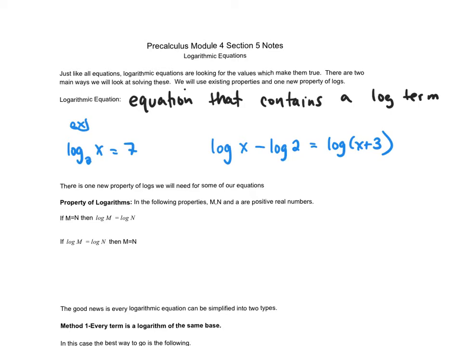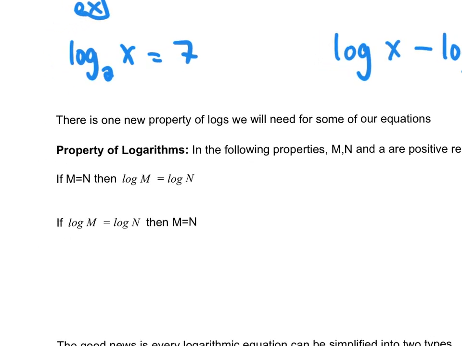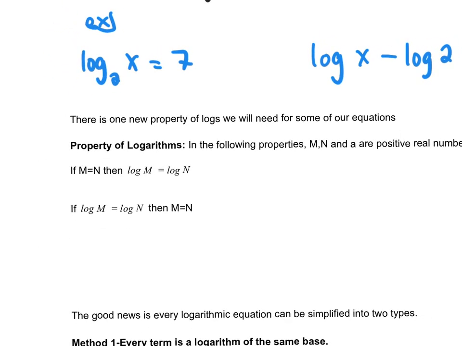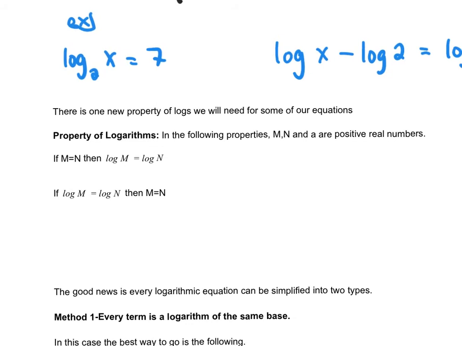Now most of the things we need to solve these we already know. We already have most of the skills we need. The only new property we need to talk about is one property of logs. We'll call this a property of a logarithm. If we have m and n that are positive real numbers, and m equals n, then log of m also equals log of n. So what this property basically says is that if I have two positive things, I can take the log of both sides.